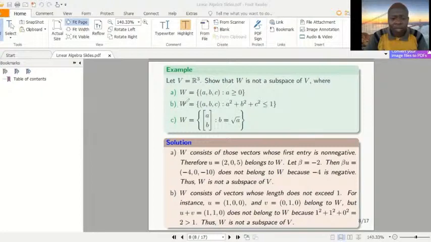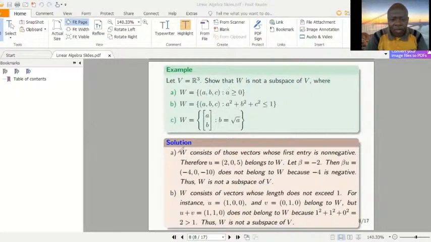Now look at B here, that W should be a set comprising of (a, b, c), where if I take a squared plus b squared plus c squared, the result must be less than or equal to 1. So we'll be thinking of what vectors qualify this condition. Let's look at C. W should be a set comprising of elements (a, b), where b is the square root of a, so that the second element must be the square root of the first element. Again, we'll be looking at what vectors satisfy this condition.